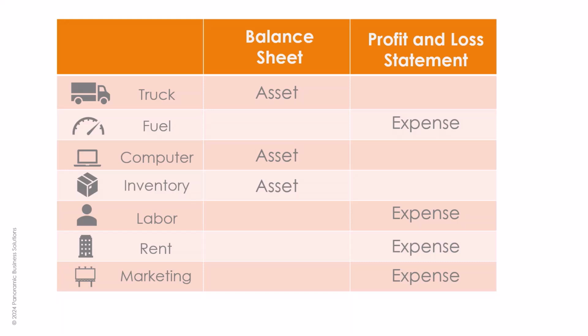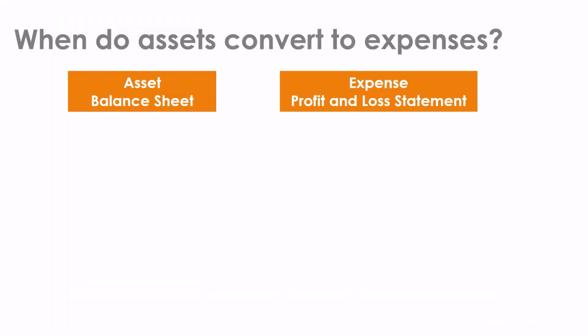Yes, you're doing great. An expense on the profit and loss statement. So the next thing that we need to consider is, when do assets convert to expenses? So we've got inventory that we purchased for $10,000. When does it actually convert to an expense and show up on the profit and loss statement?